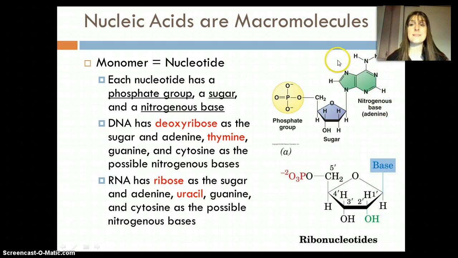For our nitrogenous bases, we have some different options. If we're looking at DNA, it could be adenine, thymine, guanine, or cytosine. If we're looking at RNA, it could be adenine, uracil, guanine, or cytosine. Already, start to notice some of the differences between DNA and RNA.